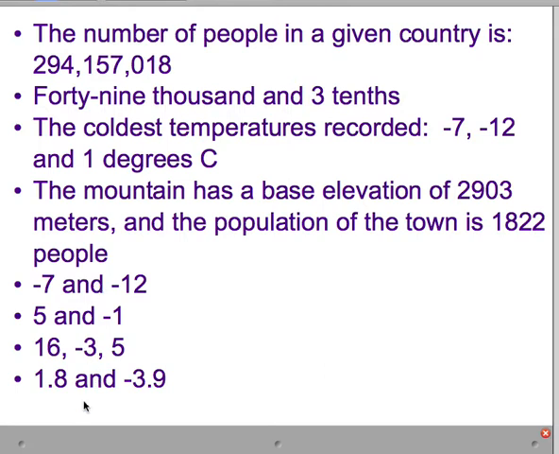And then you put in the inequality signs here. So -7 is greater than -12. 5 is greater than -1. You had to arrange these into a double inequality. -3 is less than 5, which is less than 16. And then 1.8 or 1 and 8/10 is greater than -3 and 9/10.